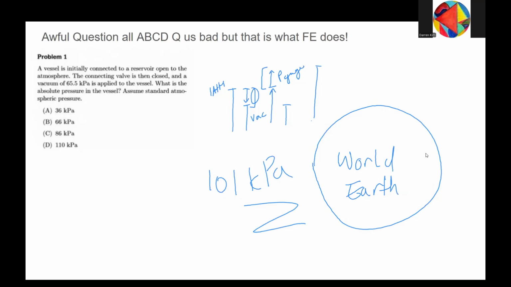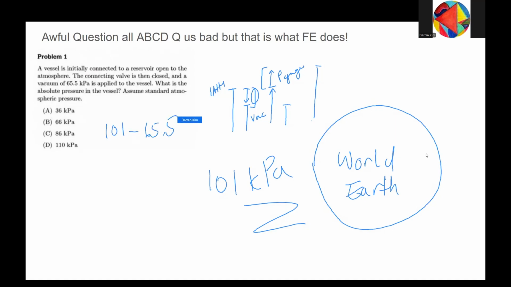Here it is. Okay, so basically, I don't actually need a calculator here, I don't think. When the connecting valve is then closed, a vacuum of 65.5 kilopascals is applied. What's the absolute pressure of the vacuum, assuming standard atmosphere pressure? So you can immediately tell what it's trying to say. It's basically saying 101 minus 65.5.